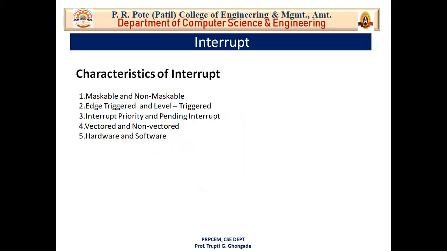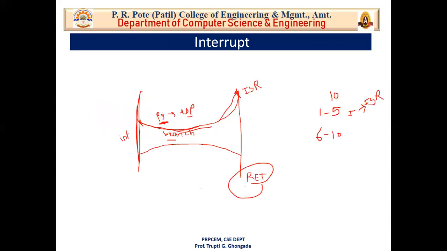Now, in today's lecture, we have discussed what an interrupt is, what the characteristics of an interrupt are, and what the classifications of interrupts are. This classification differs depending on where interrupts occur. First is maskable and non-maskable, edge triggered and level triggered, interrupt priority and pending interrupt, vectored and non-vectored, hardware and software interrupt. After that, we discussed the processor getting an interrupt.